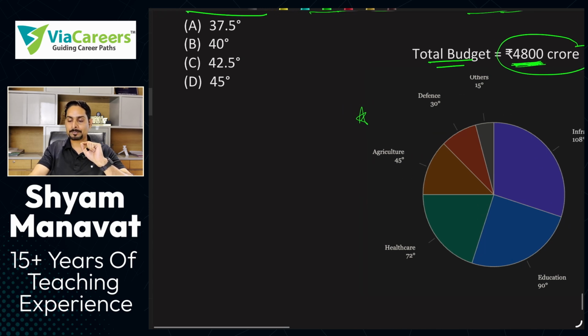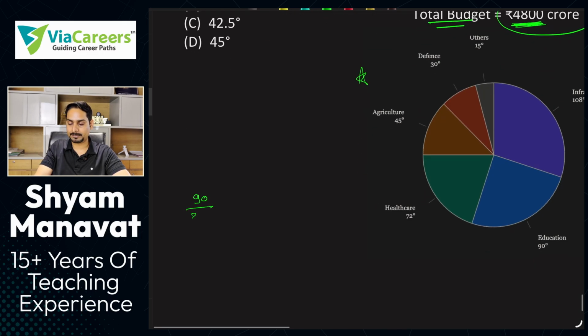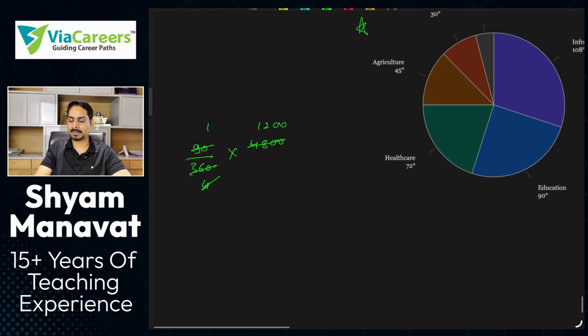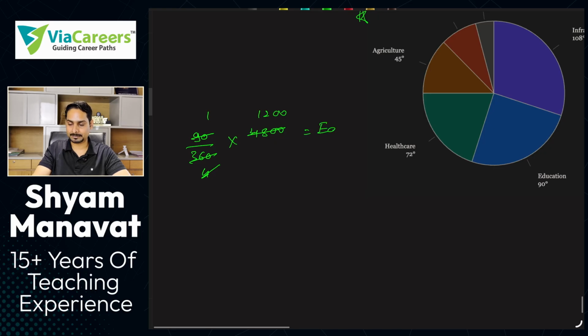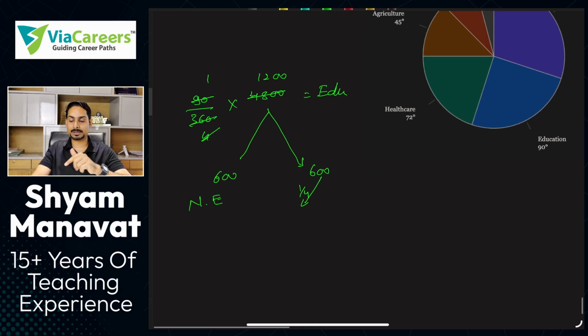सो लेट्स सी हाउ मच पार्ट ऑफ एजुकेशन इज बीइंग given away. So education is 90 degree out of 360 degree in 4,800. This is 1 upon 4, right? Simplify karo, this is 1,200. So this is for only education, correct? Now इसका half मतलब 600 चला गया कहाँ पे? नेशनल इमरजेंसी में. रिमेनिंग विच इज 600, उसका कितना? 25%. 25% का फ्रैक्शन वैल्यू कितना होगा बोलो? 1/4. अगेन स्टूडेंट्स हु हैव डन दिस विथ मी.